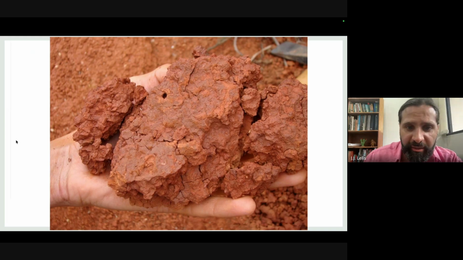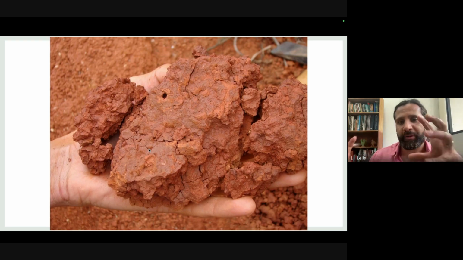The shiny surfaces you can easily see here. For example, this area has no shiny surfaces, but in these areas you can easily see how this material shines. And this could be connected to the shrinking and swelling that produce some clay orientation on the surface.